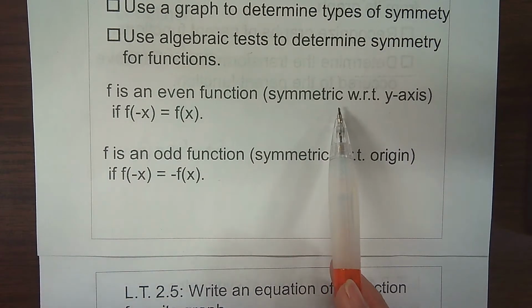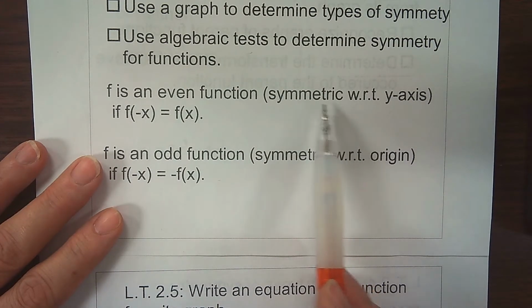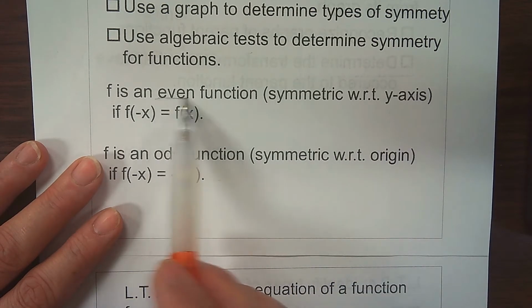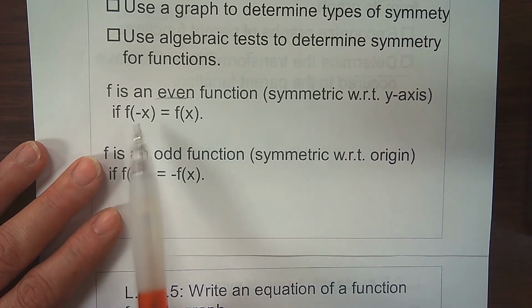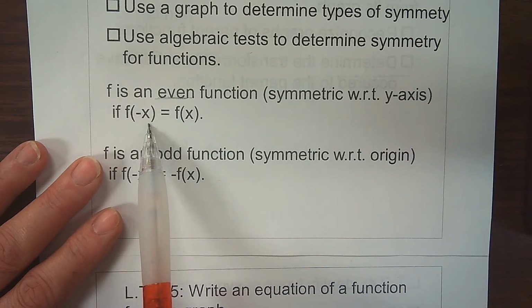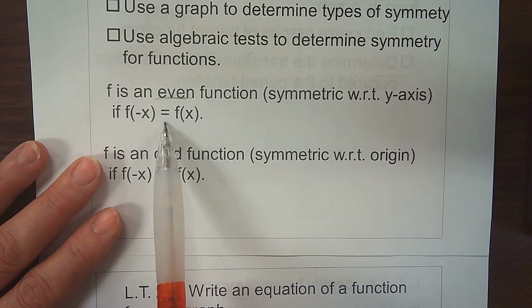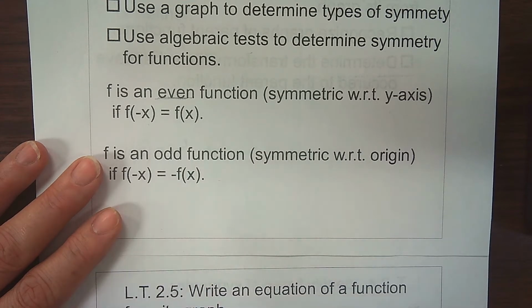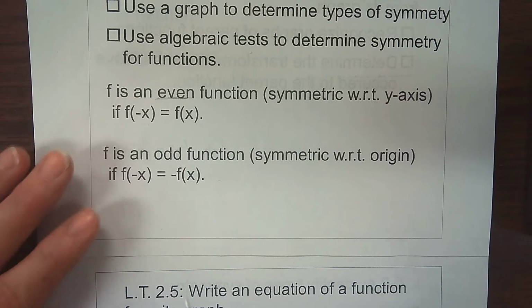using these algebraic means, then we would say that the function is symmetric with respect to the y-axis, or we call that an even function, if when we calculate f of the opposite of x, we find that it equals the actual function that we started with. We're going to test it out in a minute, and you'll be able to see what I'm referencing there.